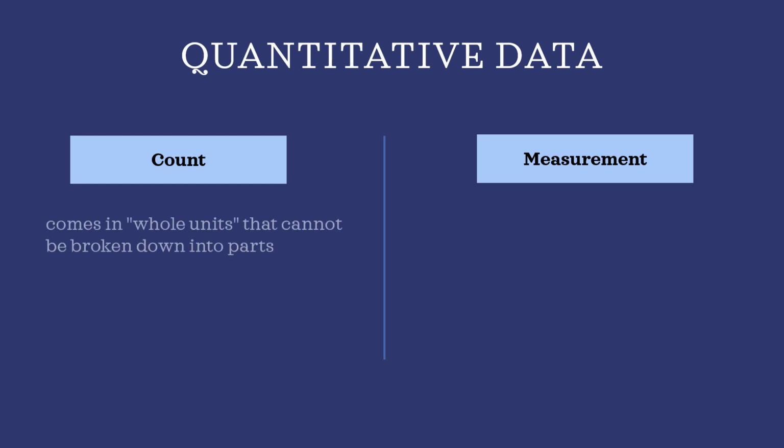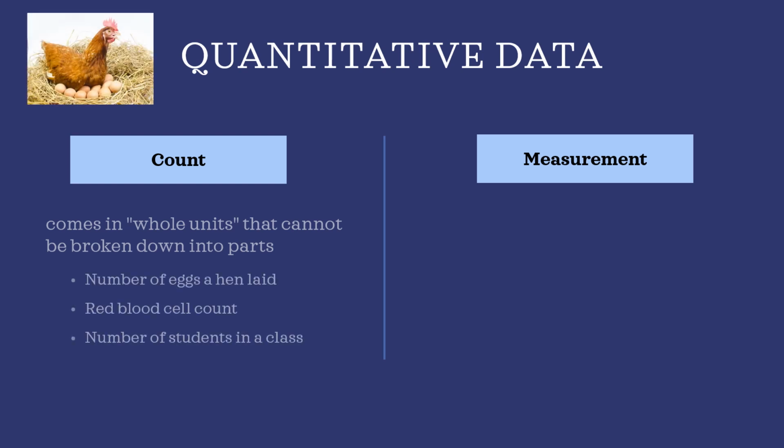Count data comes in whole units that cannot be broken down into parts. An example is the number of eggs a hen laid. She never laid half of an egg. Eggs come in whole, discrete units. Other examples of count data include your red blood cell count or the number of students in my class. I've never had 25½ students. Count data are nice, whole numbers.